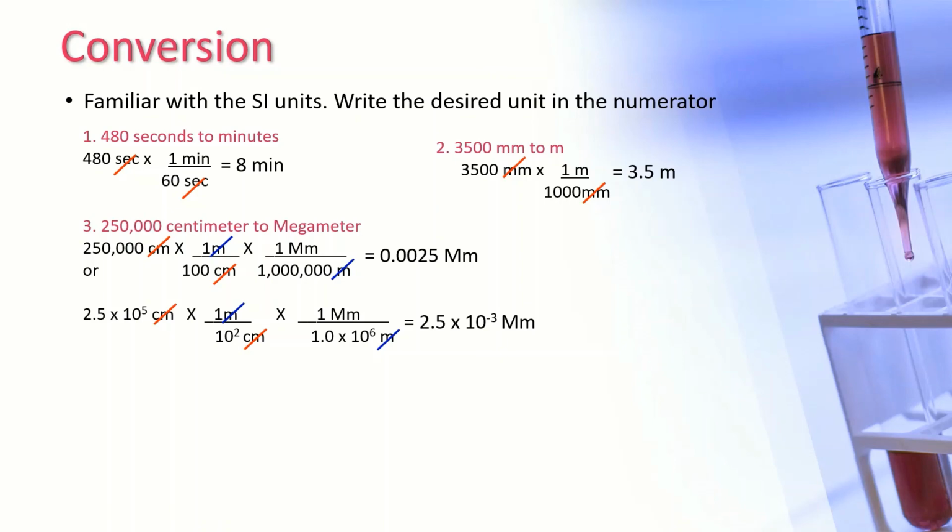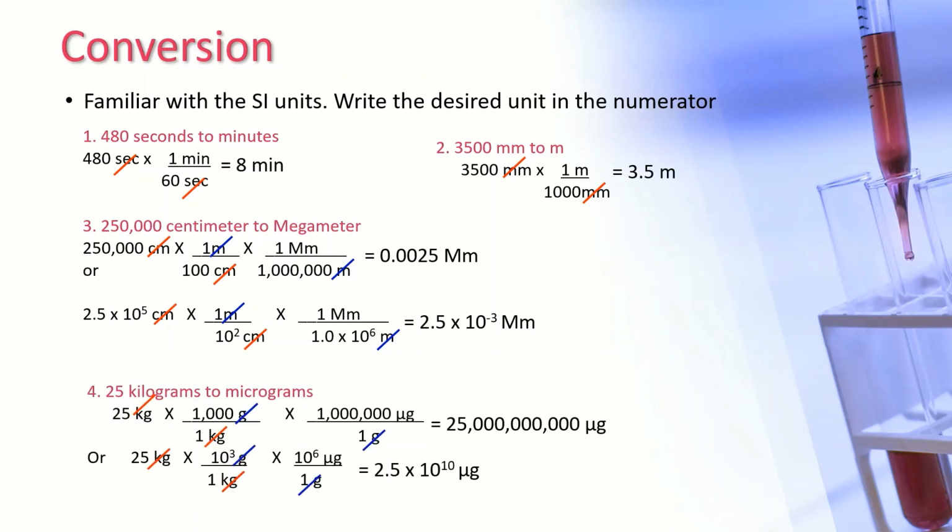Or you can write this in scientific notation, which is much easier. 2,500 becomes 2.5 times 10 to the power of 3 cm multiplied by 1 m over 10 to the power of 2 cm times 1 megameter over 1 times 10 to the power of 6 meters. You cancel cm and meters, you arrive to 2.5 times 10 to the power of negative 3 megameter or capital M, small m.